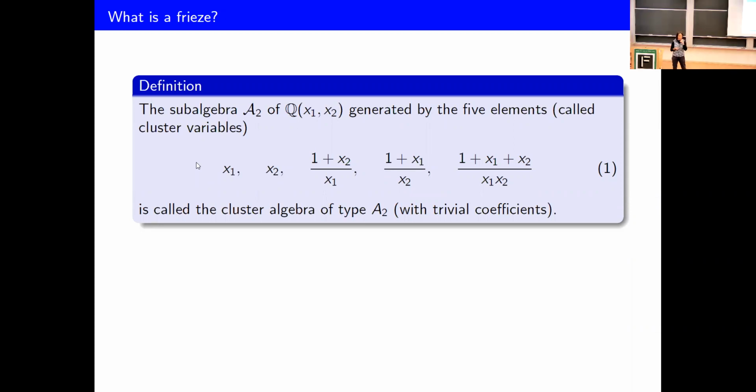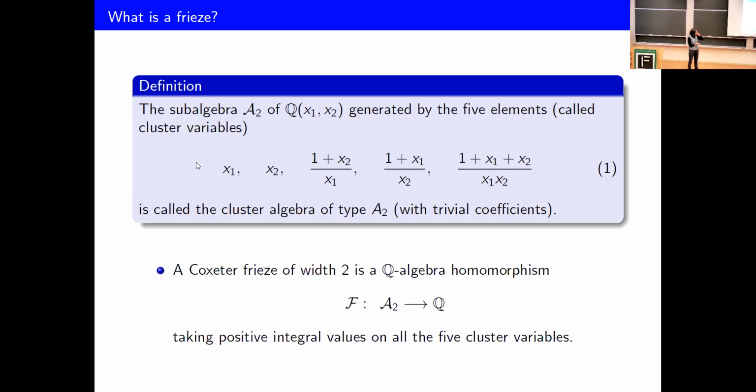If you have not seen one, here's an example. I would say this is the first non-trivial example. It has 5 cluster variables. In this language, what is a Coxeter frieze? You can think of it as an algebra homomorphism from this algebra to Q, which takes positive integer values on each one of the 5 cluster variables. Because it's totally determined, since it's generated by x1, x2.